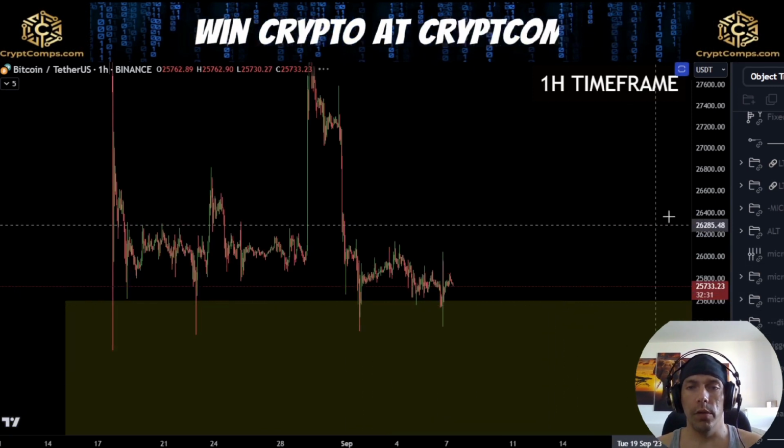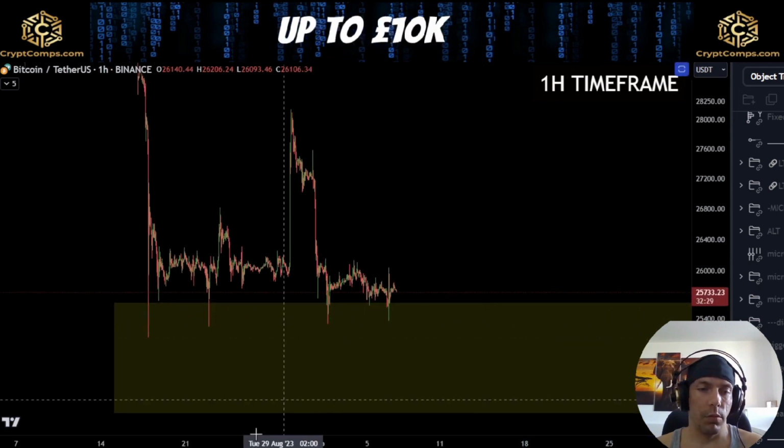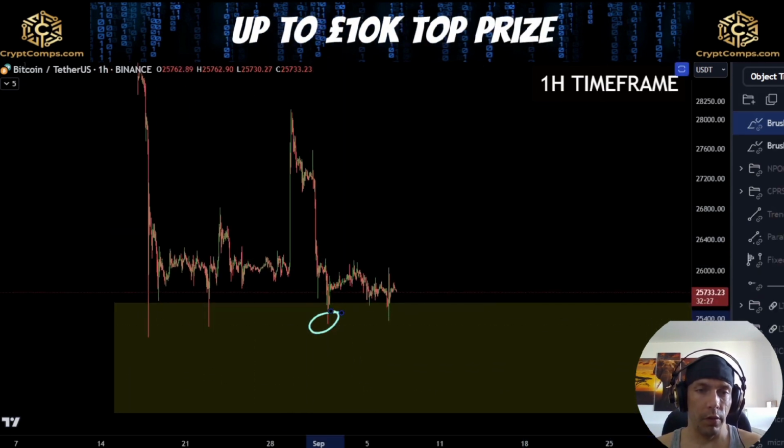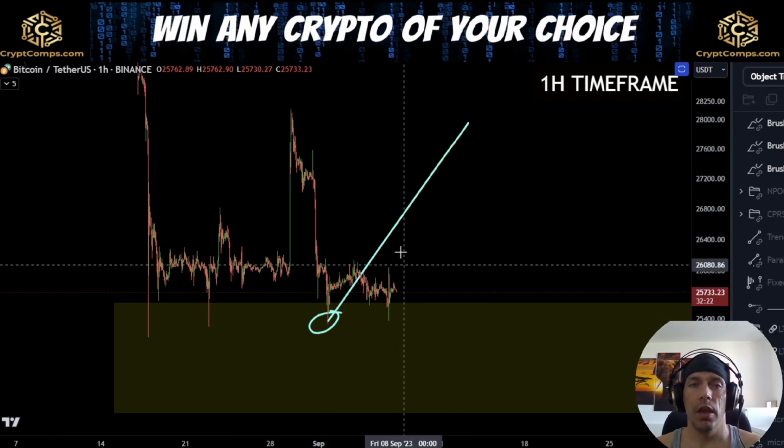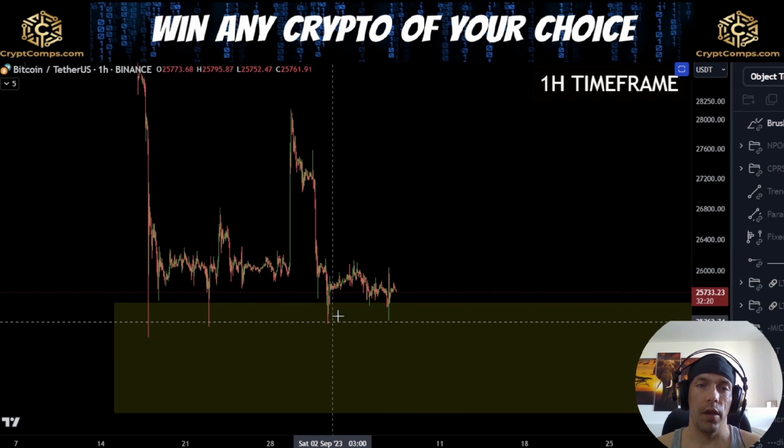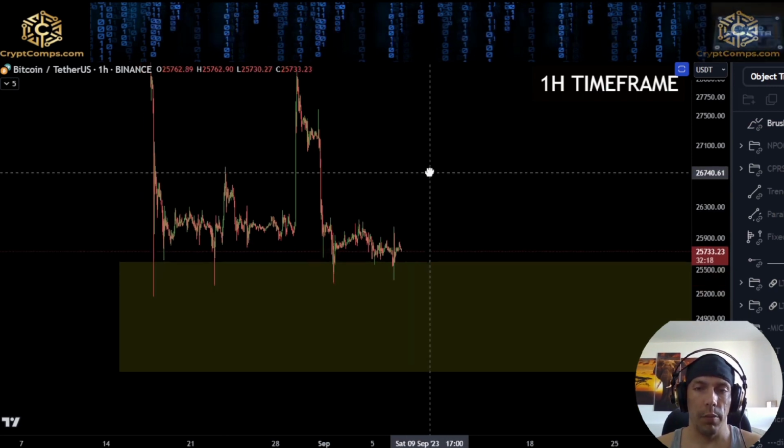Now, if we do look to actually move back up and invalidate this at this 26,135, what could this mean? There's a couple of things this could mean. This could mean that we potentially complete this move into this low, and we're going to see price look to move back up and take these highs, in which case this would be indicating that we're going to see this move starting to trend to the upside.